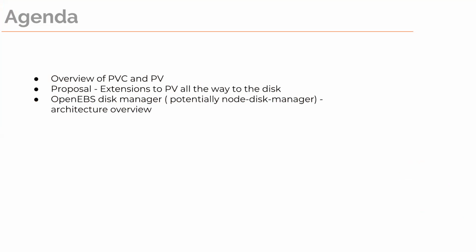The extensions that we are proposing are around PV, persistent volume. So let's do a quick overview of PVC and PV, how they're used, who's creating what, and then I'll discuss what extensions we are actually proposing and working on. As part of the extensions, there's a new component being created, OpenEBS Disk Manager, also known as a node bot. Potentially, it could become a Kubernetes node disk manager. We'll go through the architecture overview of that.